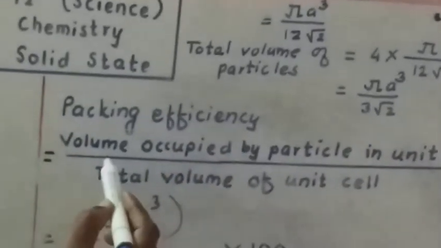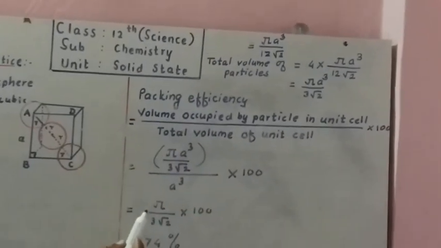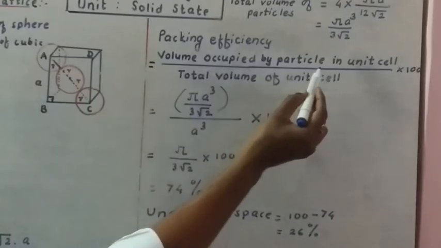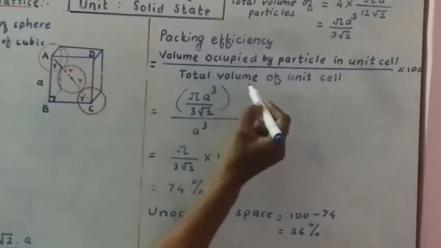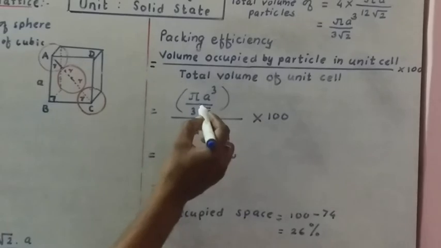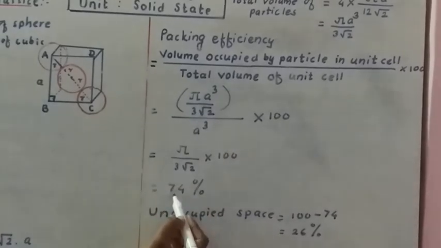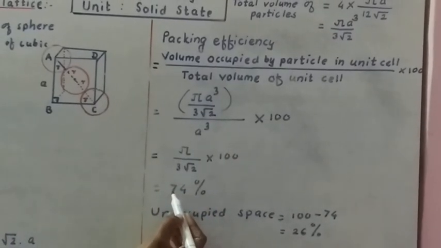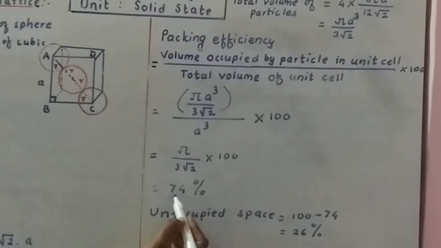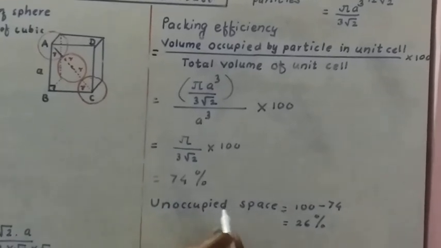So packing efficiency is the volume occupied by particles in the unit cell upon the total volume of the unit cell, into 100. So after calculation, the packing efficiency of FCC is 74% and the unoccupied space is 26%.